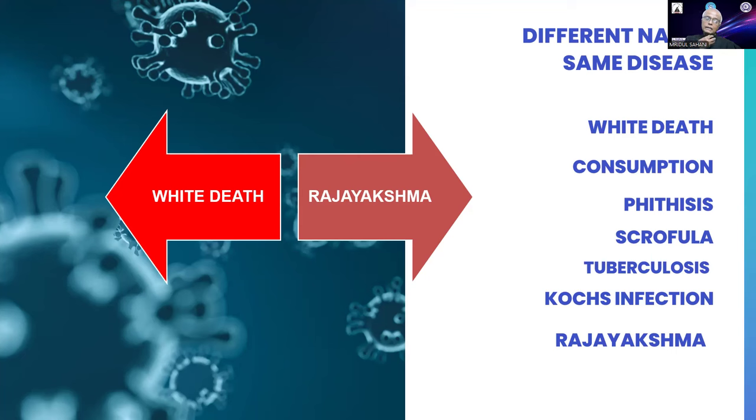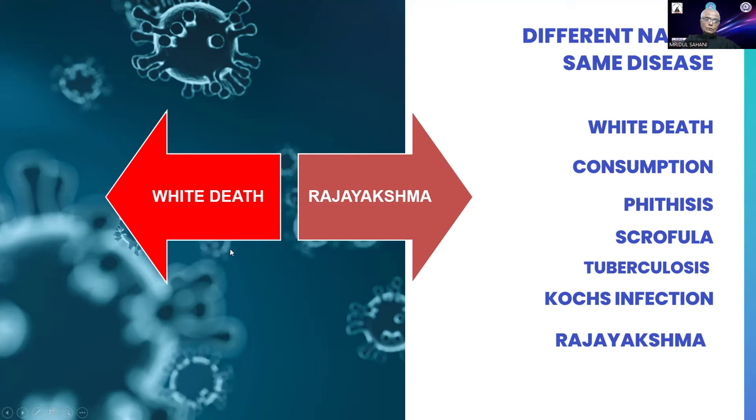Then the glands situated in the throat area, the scrofula, which are tubercular in nature. Then we have tuberculosis. And presently it is also known as Koch's infection, because of the discovery of the bacteria related to it. And in our ancient Indian culture, it is Raj Yakshma. So I am going to compare the two names, the earlier ancient name, white death and Raj Yakshma.